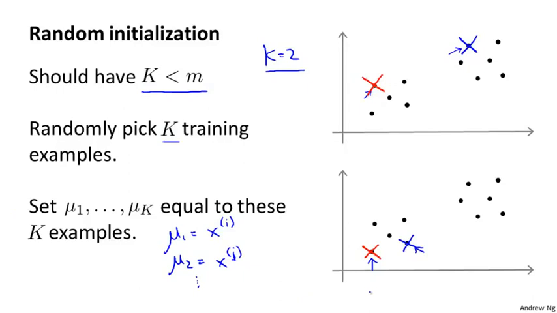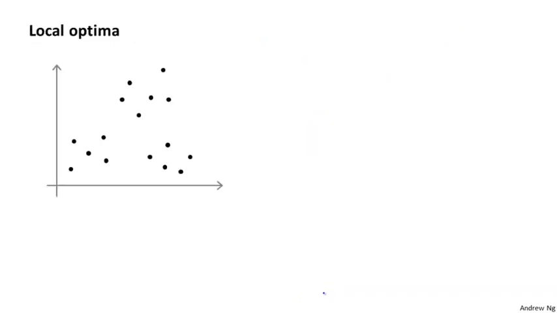As is suggested perhaps by these 2 illustrations on the right, you might really guess that k-means can end up converging to different solutions depending on exactly how the clusters were initialized. And so depending on the random initialization, k-means can end up at different solutions. And in particular, k-means can actually end up at local optima.